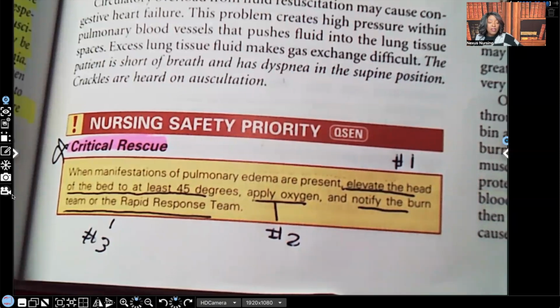Patient has difficulty breathing, what's the first thing you do? Elevate the head of the bed to help them breathe. So you're going to elevate the head of the bed at least 45 degrees. Next, you're going to apply oxygen. Third, you're going to call the rapid response team.